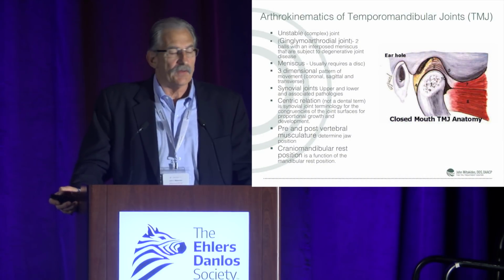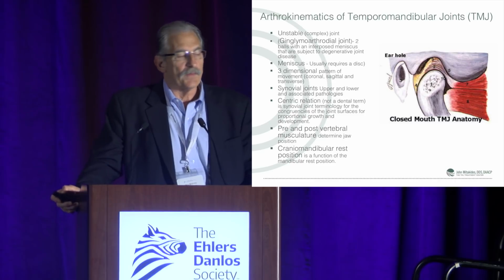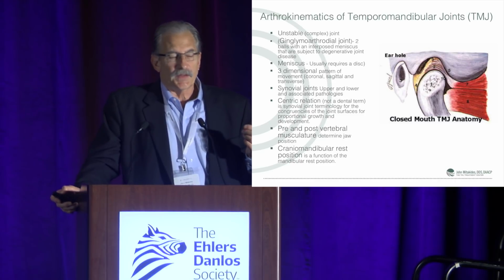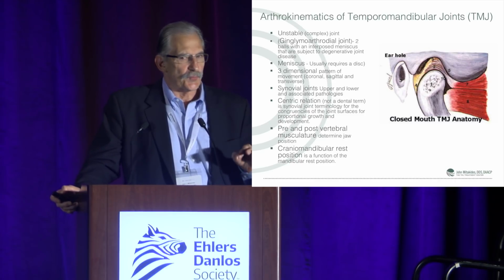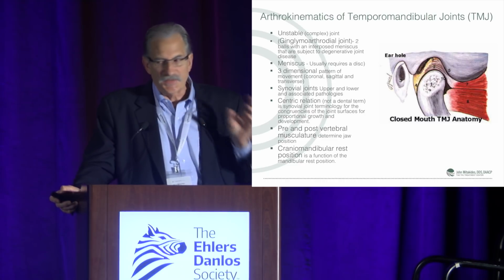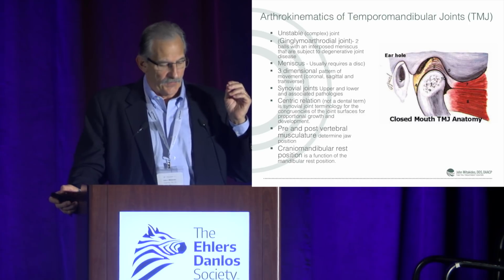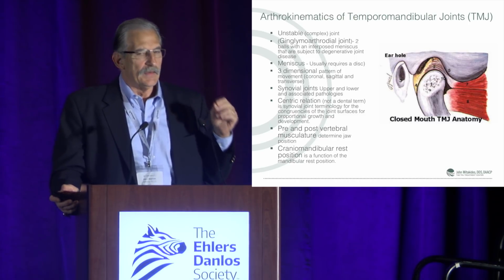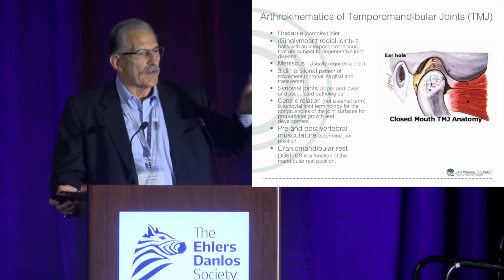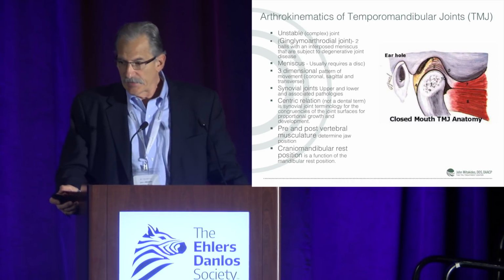Now, the arthrokinematics of the joint basically are the motion of the joint. This is what they call a ginglymoarthrodial joint. It rotates and it slides. It does both, okay? And as we talked before, it goes in a 3-dimensional pattern. So it'll displace downward, laterally, and anteriorly, okay?